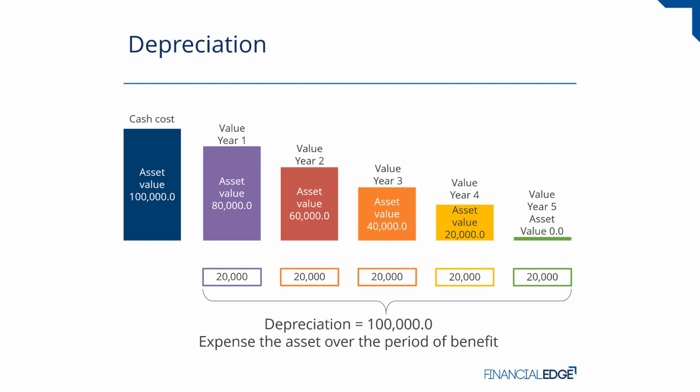So you spread the value of the asset over the period that we've got benefit from it, i.e. 5 years worth of producing products to then sell them.